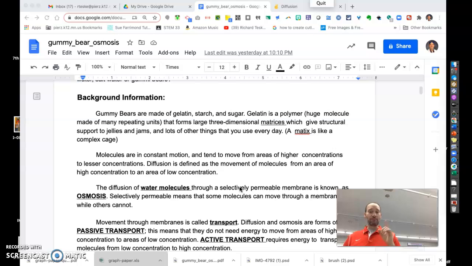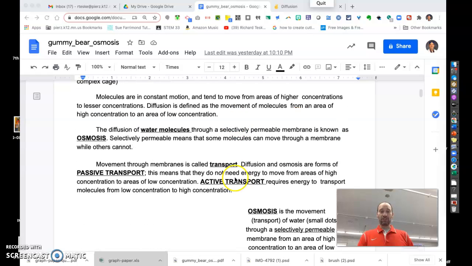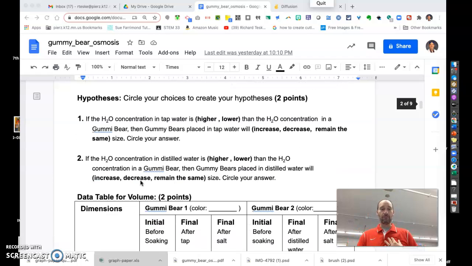And we know from diffusion, these molecules are all over the place, in constant motion, moving from an area of high concentration to low. Now, what we're going to be looking at is water molecules through a selectively permeable membrane. We know that this process is called osmosis. And that's what we're going to show here, because the only particle that's going to move is going to be water. And that goes through passive and active transport, stuff we've already talked about.